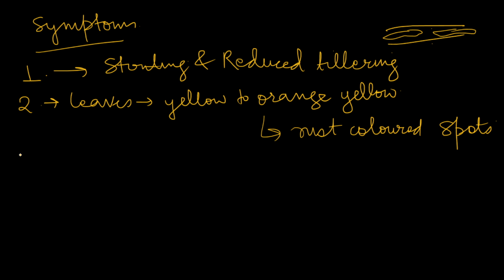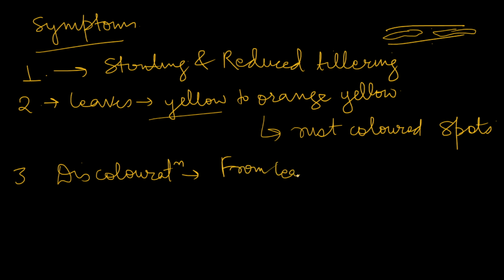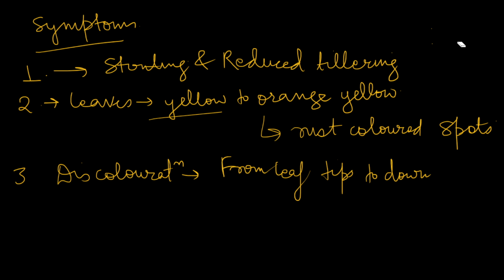And you will see the discoloration of leaves, because it is changing from green to yellow. The discoloration begins from the leaf tip and extends down the blade. Discoloration from leaf tips down. If you have observed rice leaves in the field, you will be able to see them like this. The discoloration begins from this tip and then extends to the lower parts. So this is the type of discoloration.